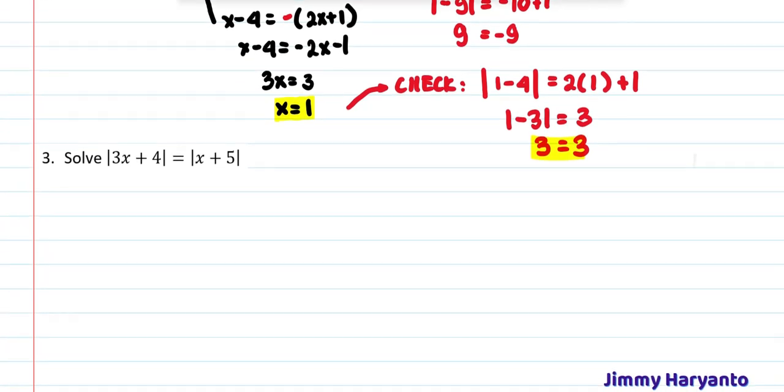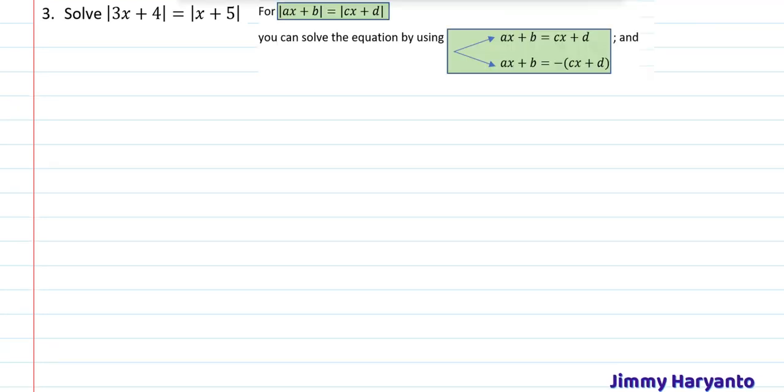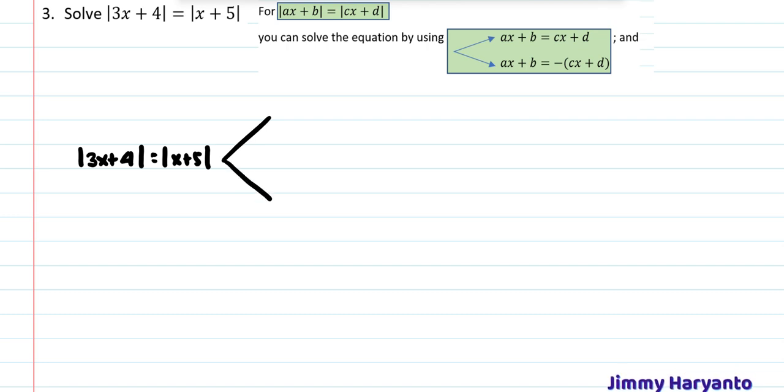And then the third type of equation. Okay, for the third type of equation, the method is still the same. You only have to split them into two parts, like this. You'll have 3x plus 4 equals to x plus 5, and then you will solve it later.